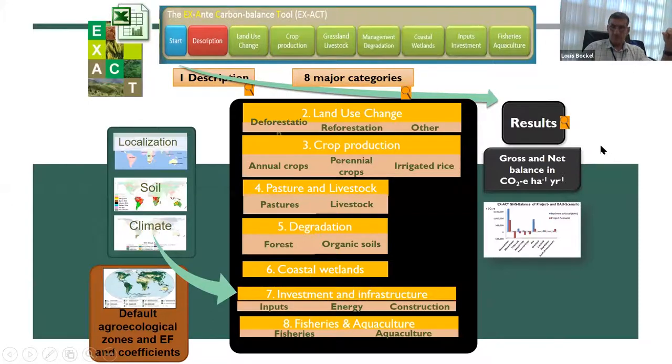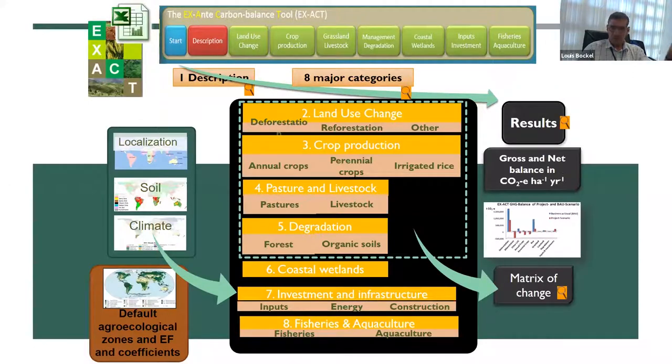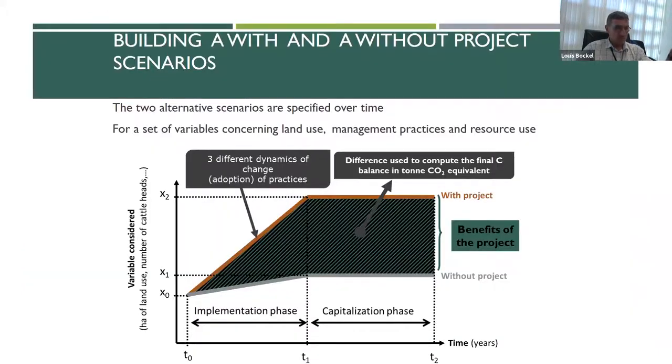So that is what we can see from a very quick overview of the tool. What we should also understand is that we are working on two scenarios, the with and the without project scenario, and we are looking at the incremental result, so the difference between with project and without project, which is the benefit of the project in terms of mitigation.